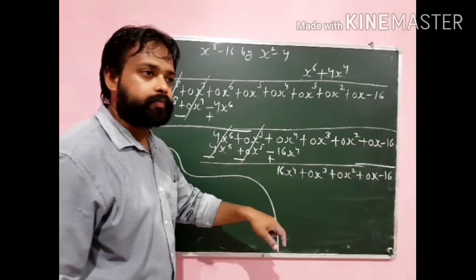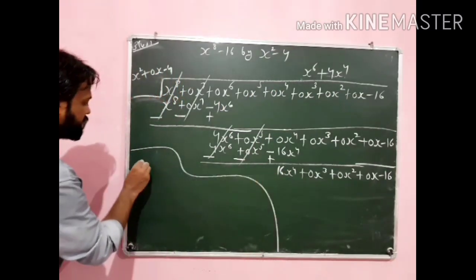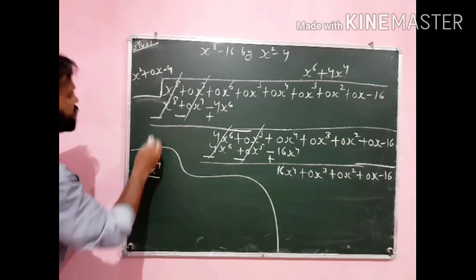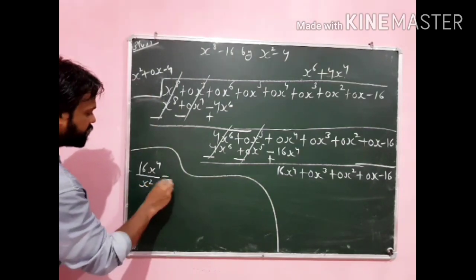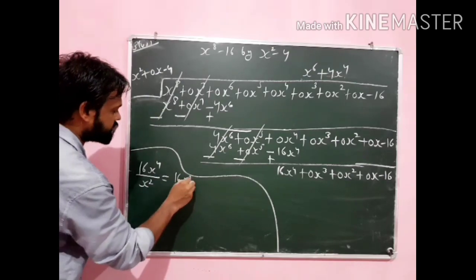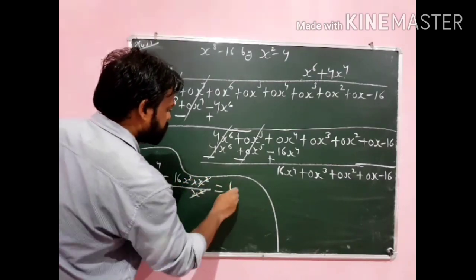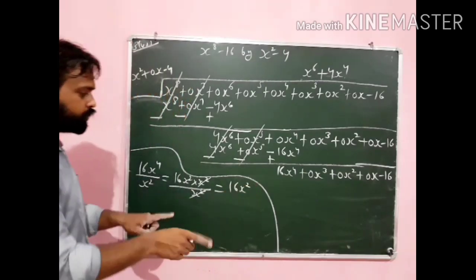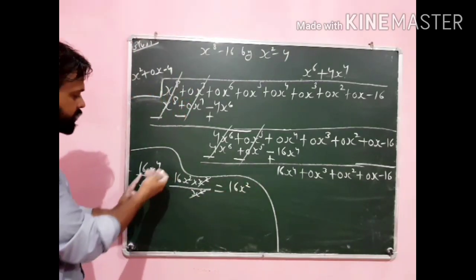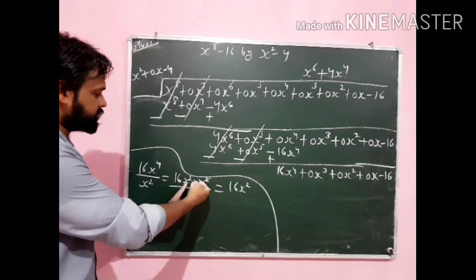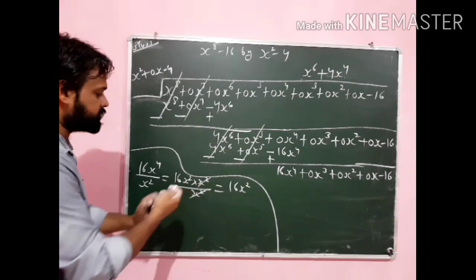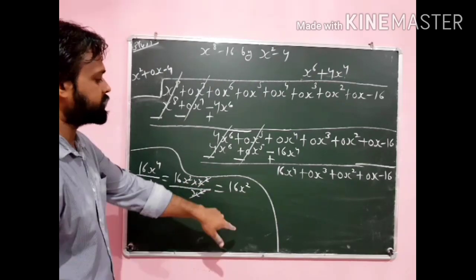Okay, now see, follow the same steps again. This 16x raised to power 4 over here is divided by this x square, it will become 16. Of course, x square into x square over this x square is cancelled with this. It will become 16x square. Do it by yourself also, very simple. x raised to power 4, I made the factors x square into x square, and this x square is cancelled with this x square, so it will become 16x square.